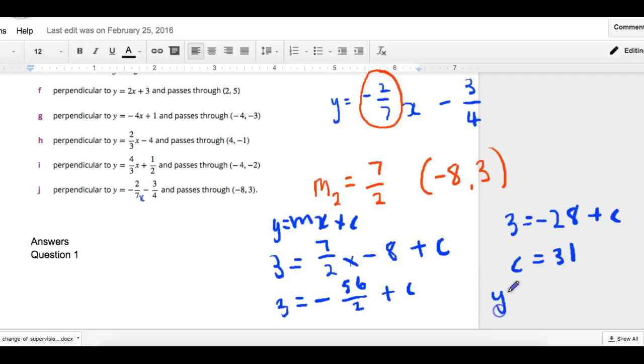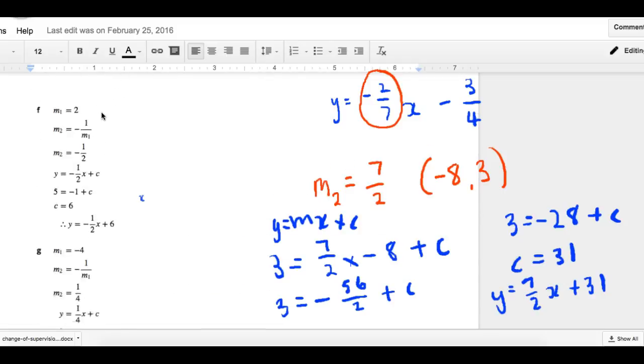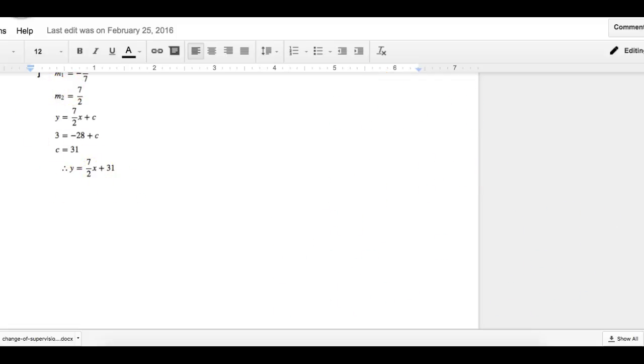So my equation is going to be y equals 7 over... I just don't like it when I get large numbers because I get paranoid that I've made a mistake. So remember, we have answers. Let's just scroll down all the way to J. Ah, there we go. Such a relief. Okay, so we got that one right.